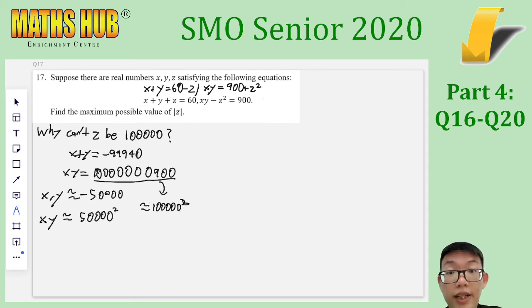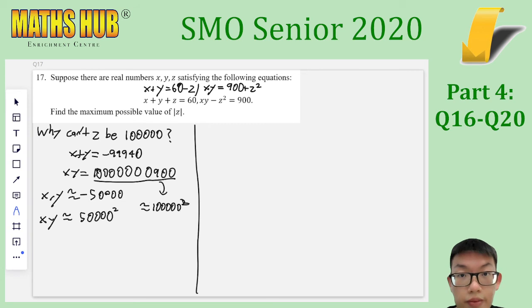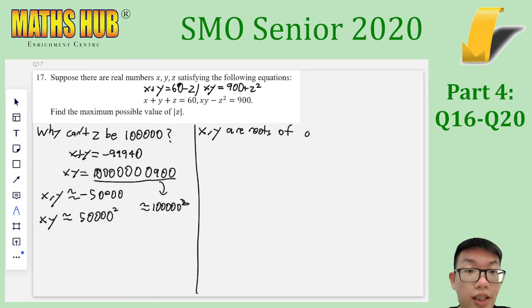Focus should be on x plus y and xy. And the easiest way to establish the restriction of x plus y and xy is to use this and relate it using Vieta's equation. So x and y are roots of, and we can't use xyz, so let's use a as the variable this time, a squared minus (60 minus z) a plus 900 plus z squared.